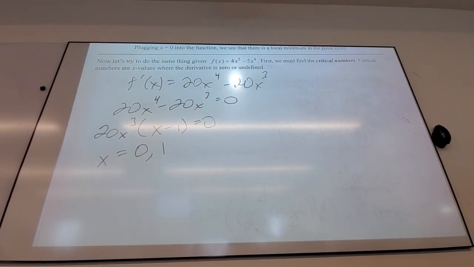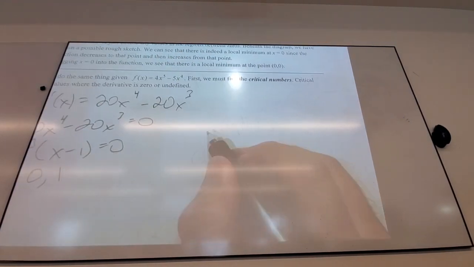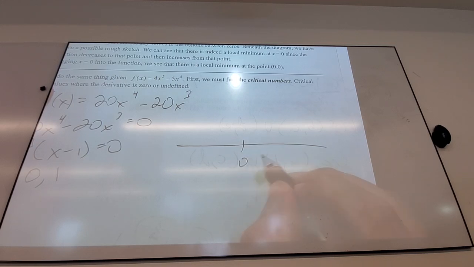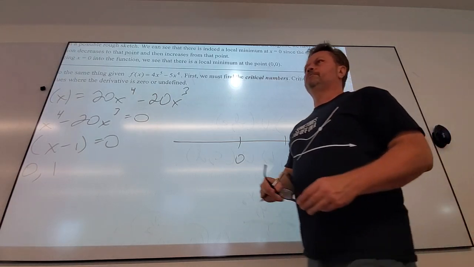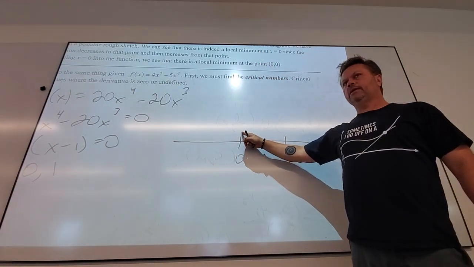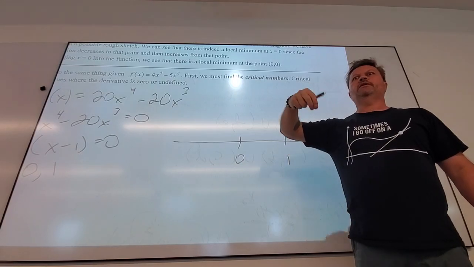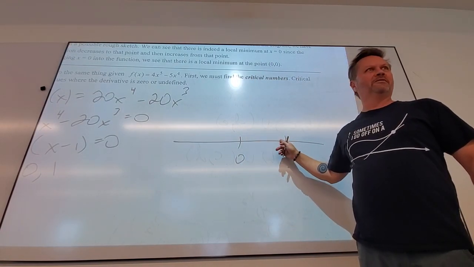Cool. So here's what we do. We're going to make a number line. And on this number line, I'm going to put my critical numbers. And what I do, not every teacher does this, but it doesn't make sense to me if I don't. Above the critical numbers, I'm going to put either a Z or a U, because it's going to tell future me, after I do a lot of work, what's going on.